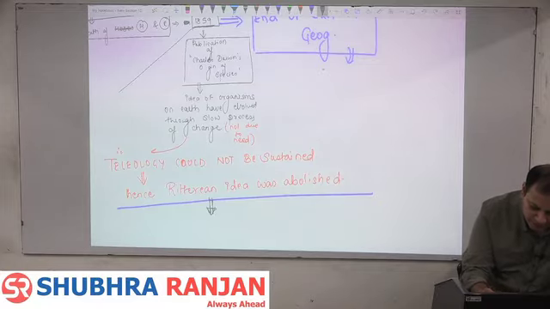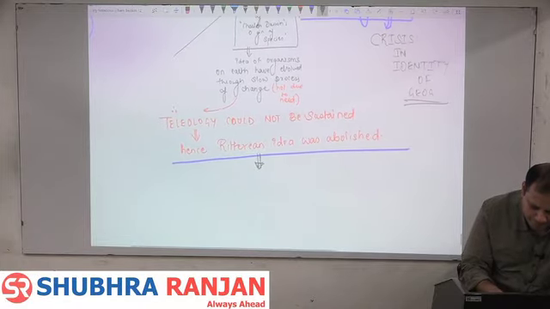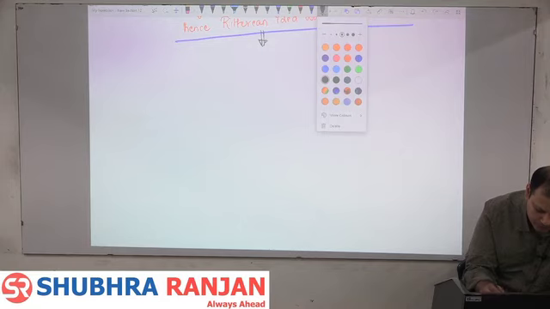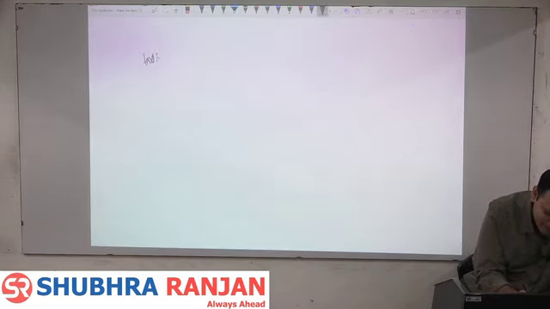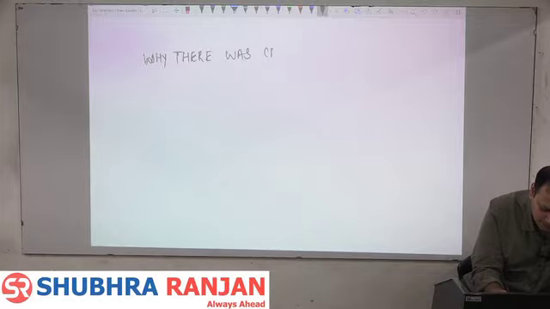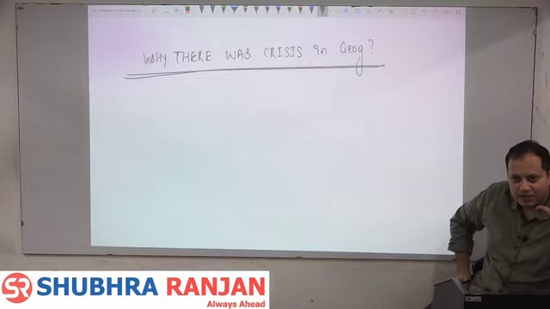So it was an end of era in geography and resulted into crisis in identity of geography. So the question is, why there was crisis in geography? Why there was crisis in geography? And just go back to past knowledge.